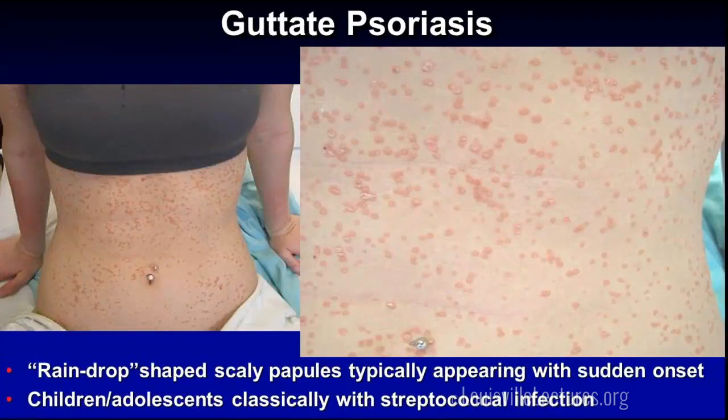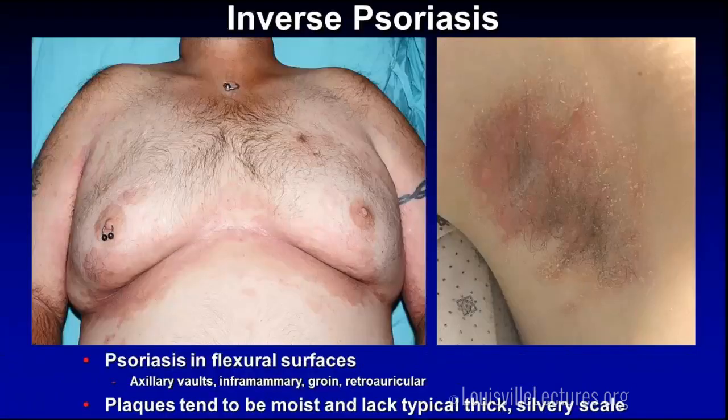Guttate psoriasis is another relatively common subtype. This usually presents with a fairly acute onset of small erythematous papules, some of which have that overlying silvery white scale on the trunk and extremities. This can occur in adults, but classically it occurs in children or adolescents following a streptococcal infection like streptococcal pharyngitis.